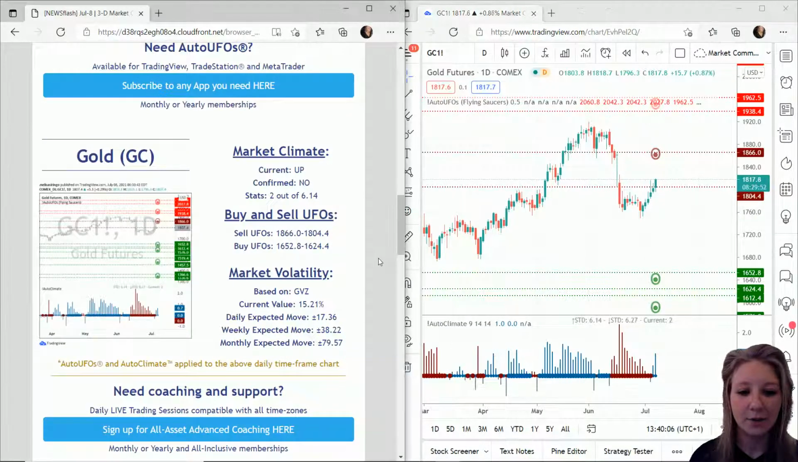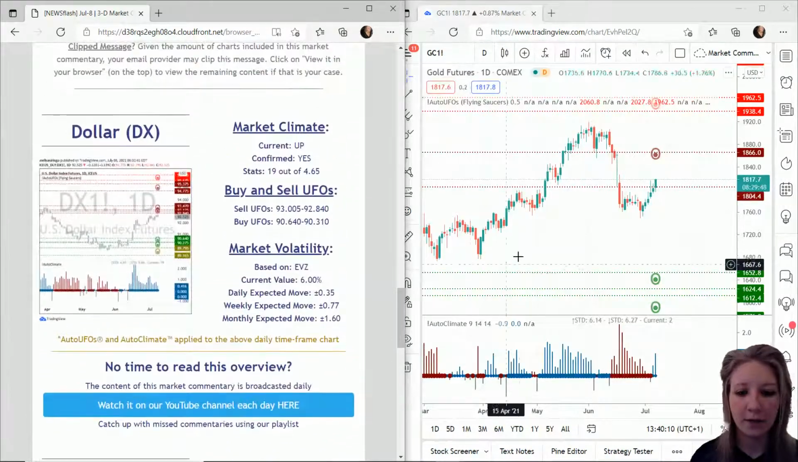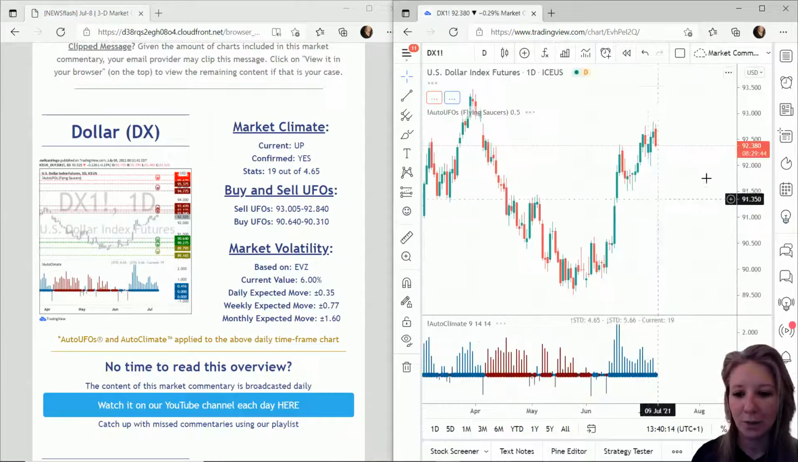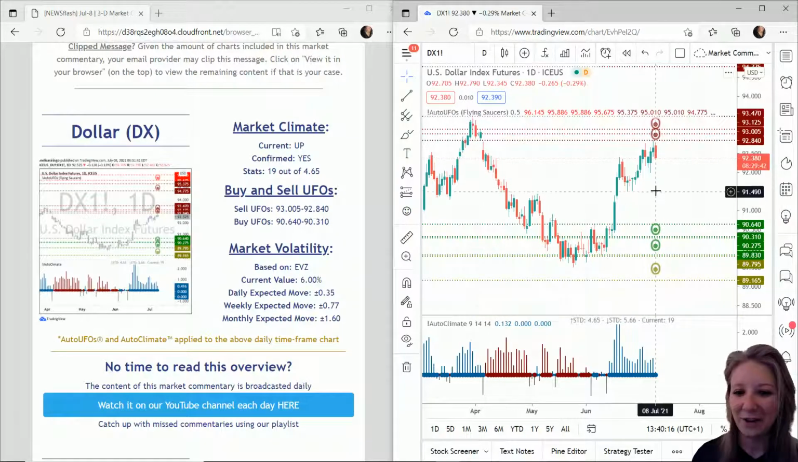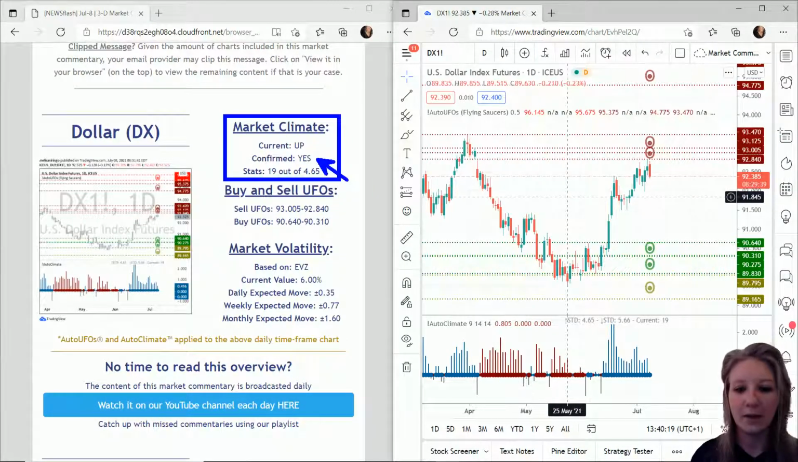So that's gold. Moving on to the next market, which is the US dollar. Now, the US dollar is responsible for about 80% of transactions worldwide every day. So even if you don't trade it, be aware of it. Now, with the dollar, we have a confirmed upwards climate. Thick blue dot here, probability upwards.